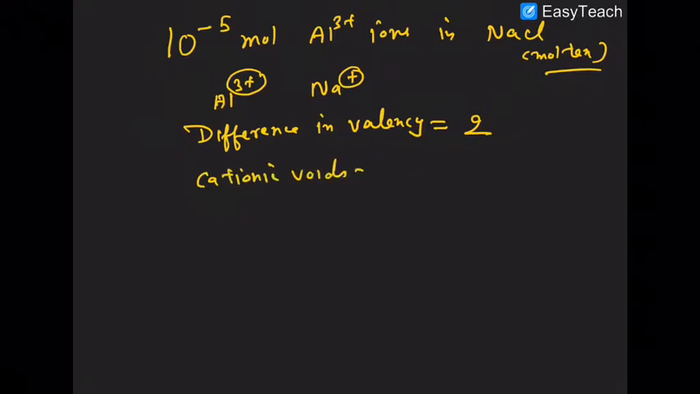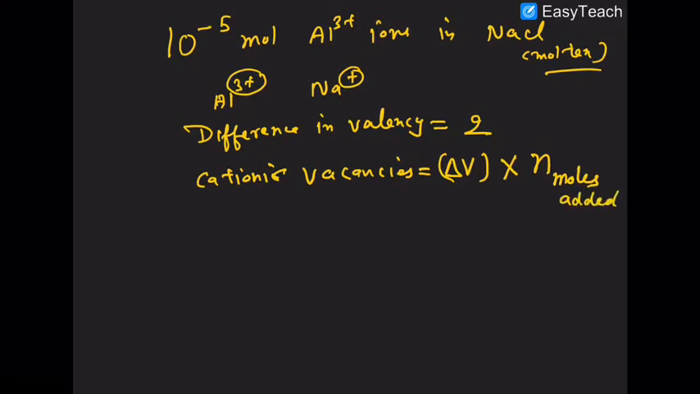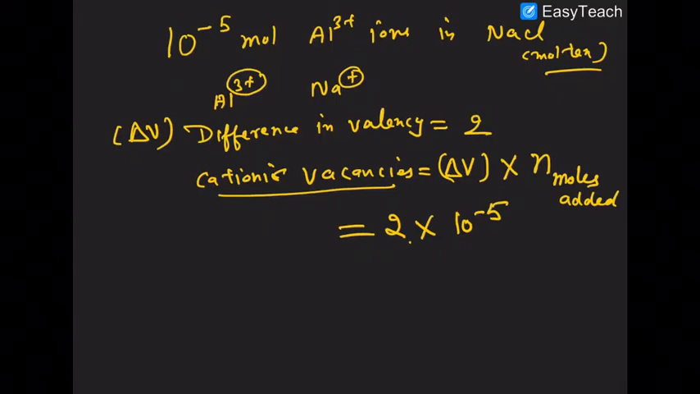Cationic vacancies should be the difference in valency multiplied by the number of moles added. So the difference in valency is 2, and the number of moles added is 10 power minus 3. So how many cationic vacancies do you have? 2 into 10 power minus 3.